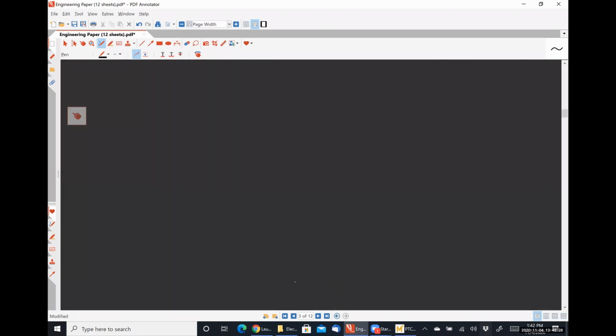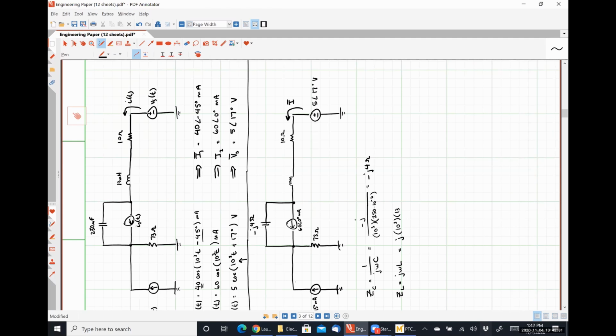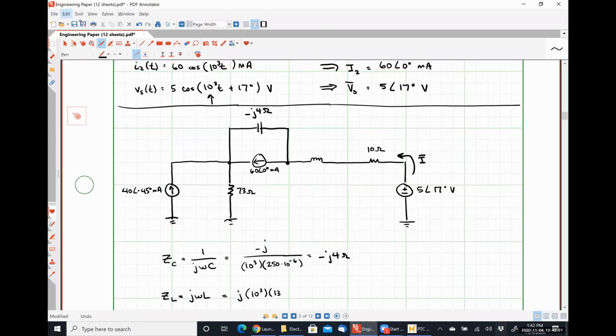Or, oh, what the heck did I just do? It looks like I've rotated this. How do I unrotate it? All right. Plug in the keyboard. Or actually, I bet I can just hit edit, undo. There we go. All right. 13 times 10 to the minus 3. So this one's going to be pretty easy. It should just be J 13 ohms, right?